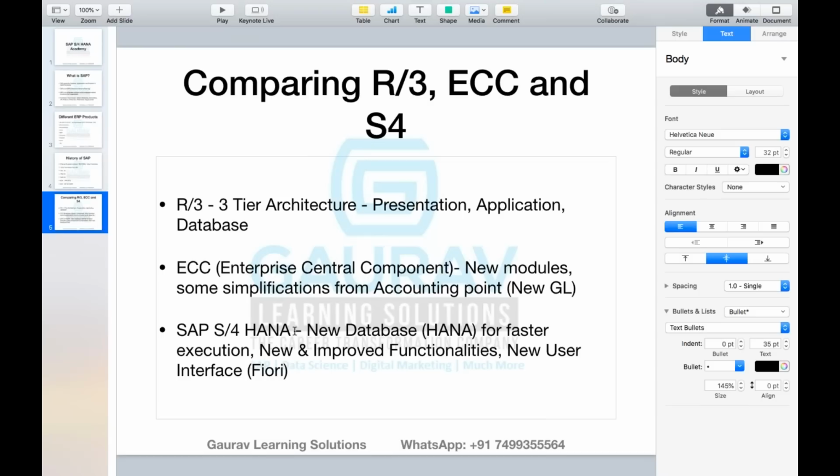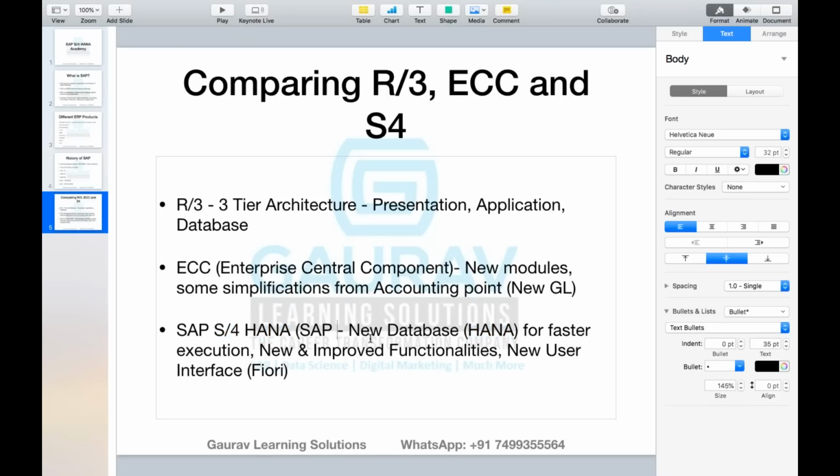Okay, what exactly is the full form of S4 HANA? High performance analytical appliance. That is the full form of HANA. High performance analytical appliance is the full form of HANA. But what is the full form of SAP S4 HANA? See, there is a difference between S4 HANA and HANA. These are not the same things. HANA and S4 HANA, there is a big difference.